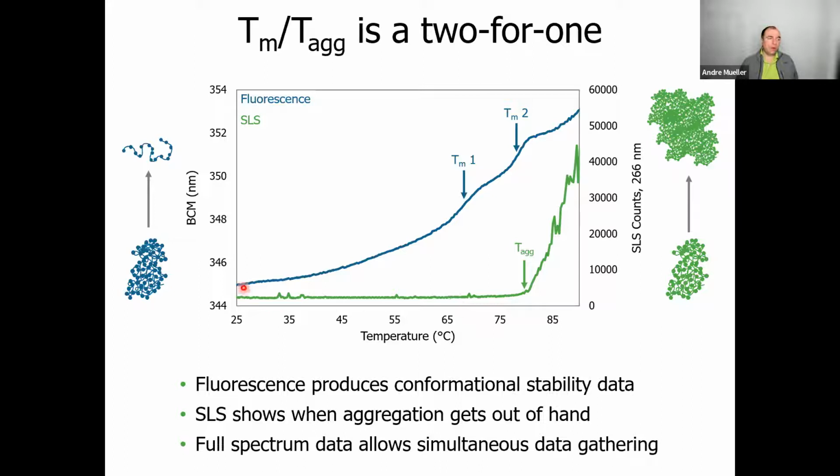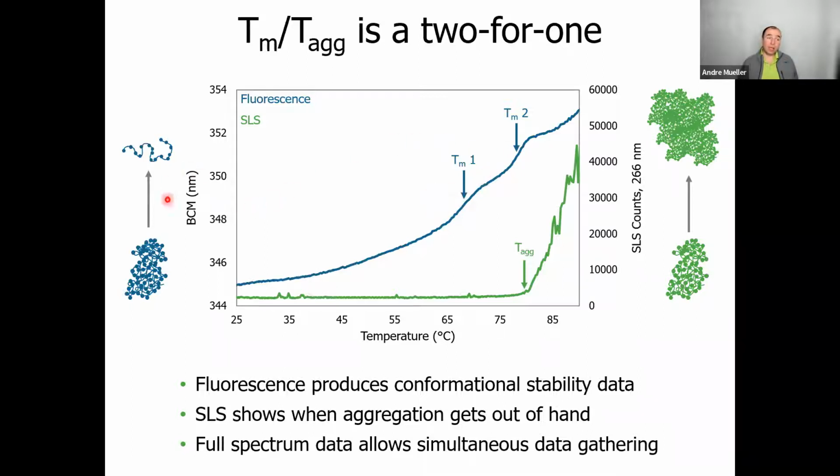So if we follow the fluorescence readout, we see the value increasing, and then there are two apparent melting points at the inflection points. The software does this by determining the first derivative and then calling the melting temperatures melting temperature 1 and melting temperature 2.